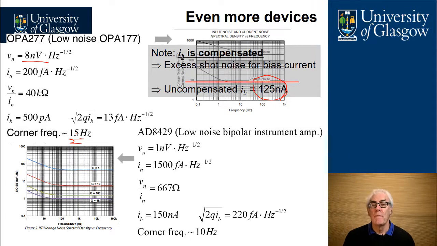With a low noise bipolar instrumentation amplifier, a specialist one, we end up with a noise current corner frequency of about 10 hertz here. And the perfect match here is 667 ohms, which would be ideal for things like a load bridge, a load detector, where it has 4 resistors of perhaps 600 ohms each.